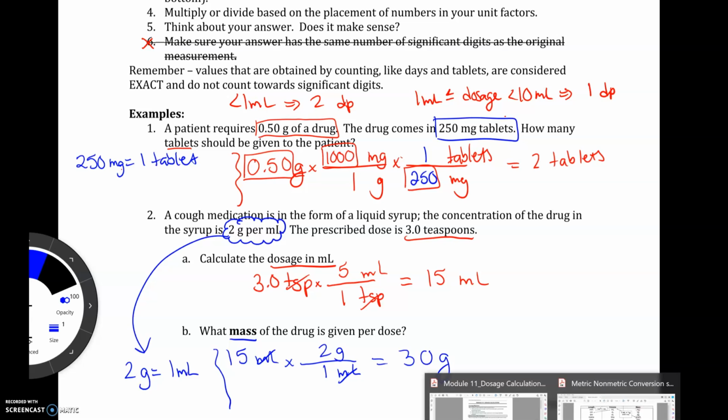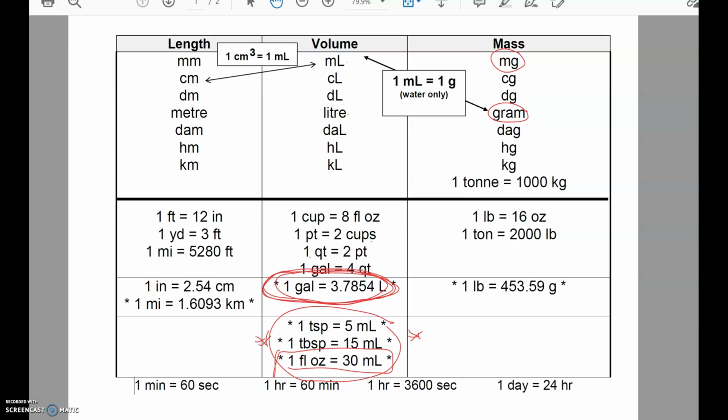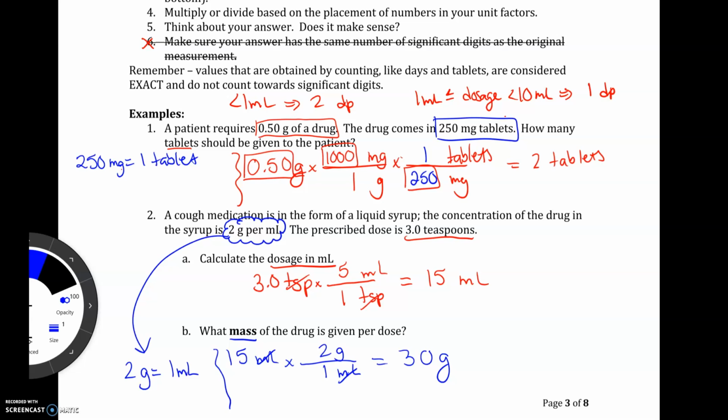An important thing to keep in mind here, whenever we're doing medical conversions or dosage calculations, we never use a conversion factor that 1 milliliter is equal to 1 gram. That was for water only, to kind of start seeing how we can go from volumes to masses. Whenever we're doing medical dosage calculations, we always have to get the information about the concentration of medication from the question. So do not use the density of water in dosage questions.